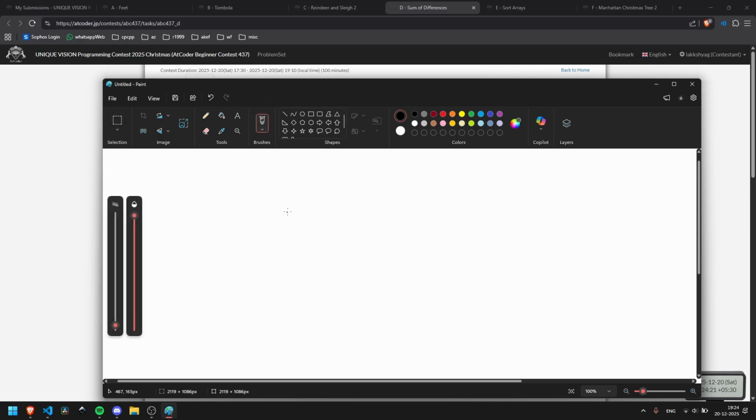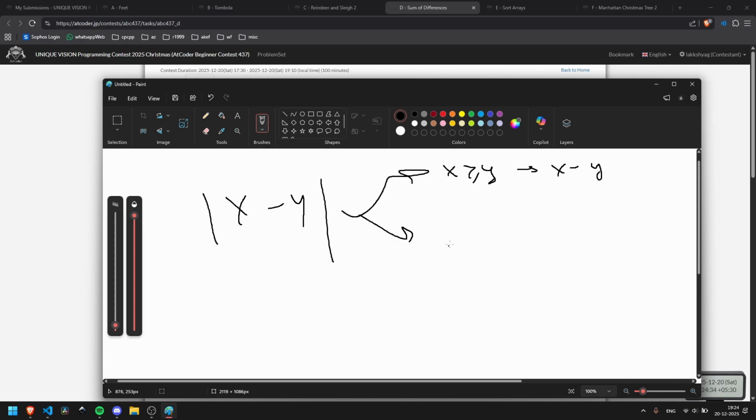The thing with absolute difference is if we want to find some |x minus y|, we can split this into two functions. If x is greater than or equal to y, then this is just x minus y, right? And if x is less than y, then this is minus x plus y, or y minus x.